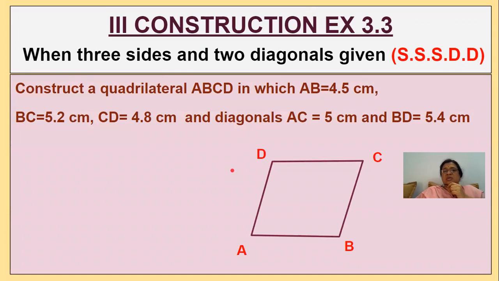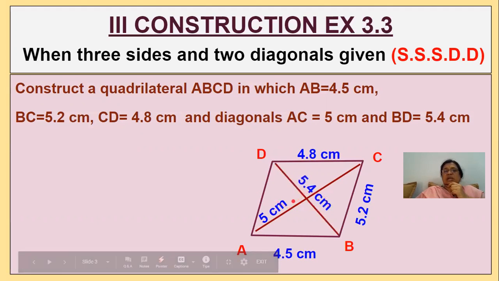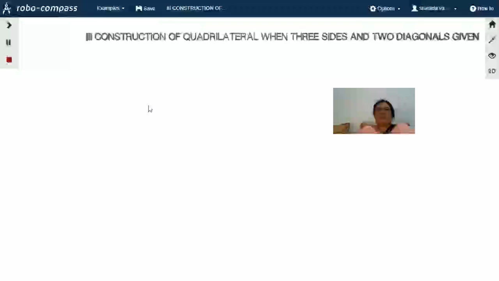This is a quadrilateral ABCD in which the lengths of the diagonals are given like this. One diagonal length is 5 centimeters, the other one is 5.4 centimeters, and three sides are given, that is AB, BC, and CD. So when these five measurements are given, how to construct a quadrilateral, that I'll show you with the instruments which you observe in your geometry box. So this is the construction 3, construction of a quadrilateral when three sides and two diagonals are given.